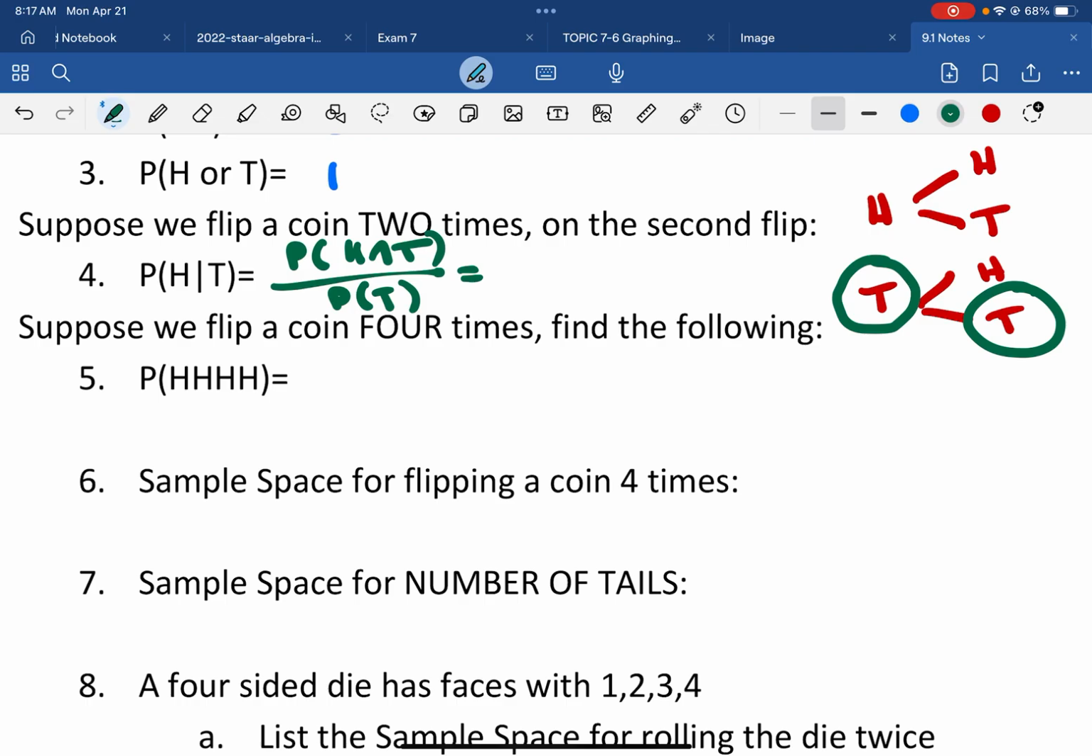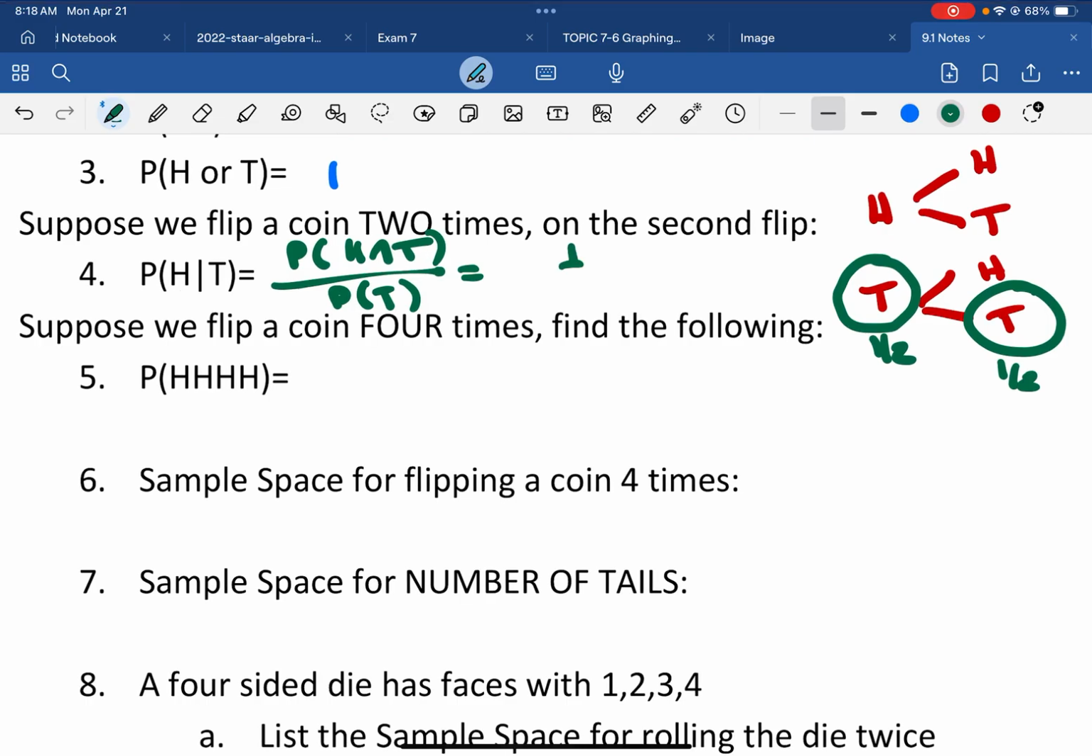All right. So heads given the first one's tails. That means the first one has to be tails. So that is 1/2 is that probability. And then the second one is tails given the first one's heads. So that probability there is also 1/2. So it's 1/2 times 1/2, which is 1/4.